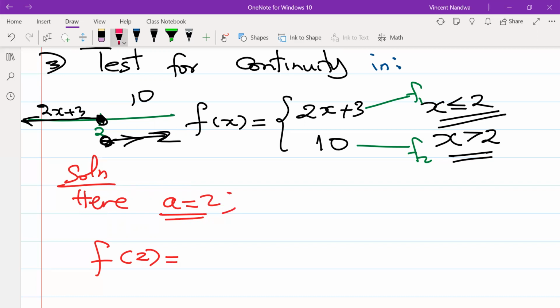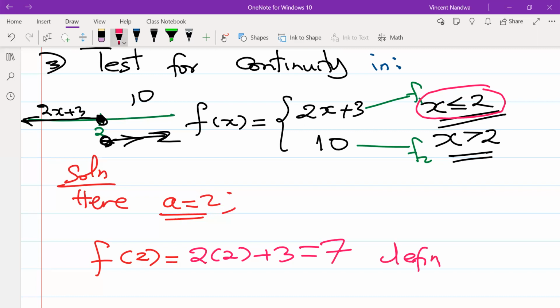So this is x less than or equal to 2. So this is the condition that allows you to get the value when you are at 2. But this cannot help you because it's strictly greater than 2. Okay? So what's the value? Seven, because you're going to have 2 times 2 plus 3. So the answer will be 7. So it's actually defined. So there's no problem. Condition 1 is satisfied. Okay?